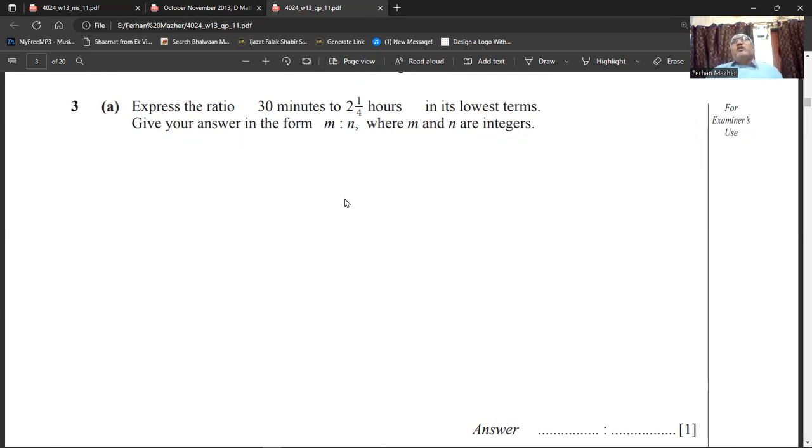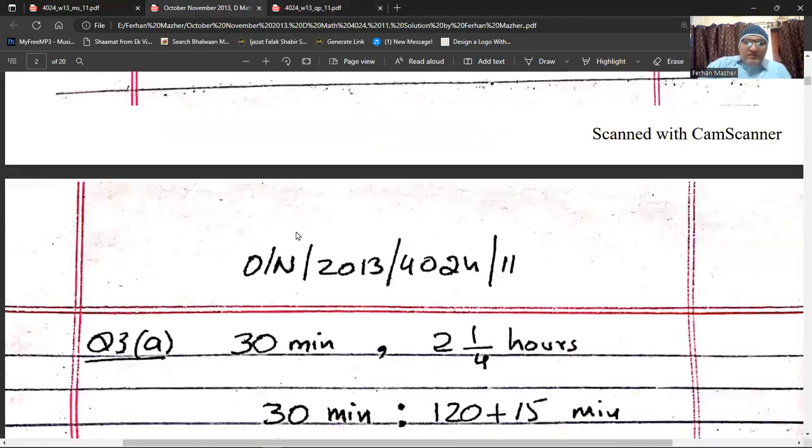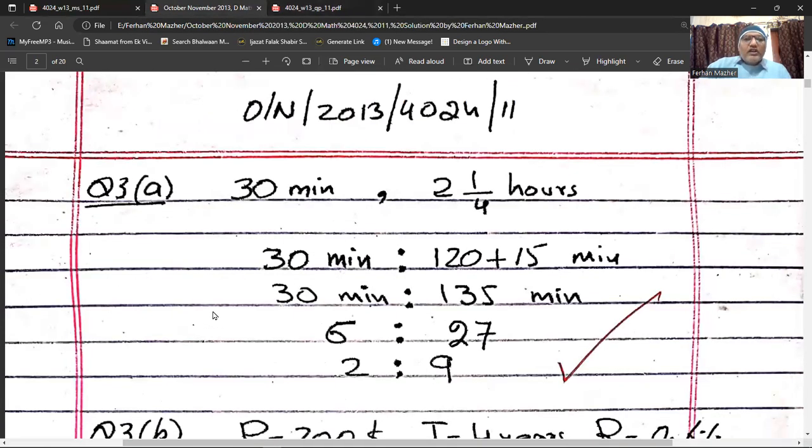2 hours means 2 multiplied by 60, that is 120. 1/4 hour means 15 minutes. So 120 minutes and 15 minutes will be 135 minutes. So you will have 30 minutes ratio 120 plus 15 minutes, that is 135 minutes. So 30 minutes and 135 minutes.